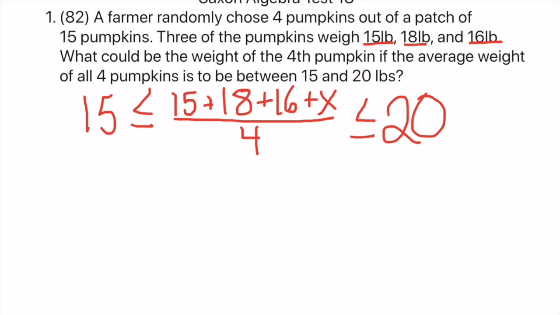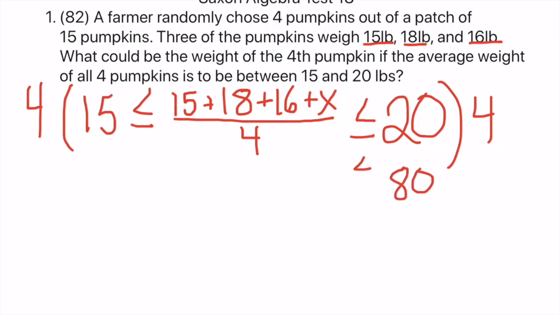So we look in the middle and it's being divided by 4. So to undo that, we multiply both sides by 4. So then 4 times 20 would give us 80. And 4 times 15 would give us 60.